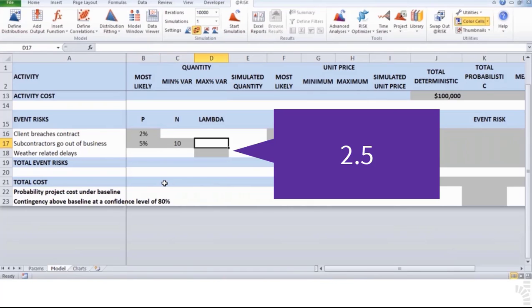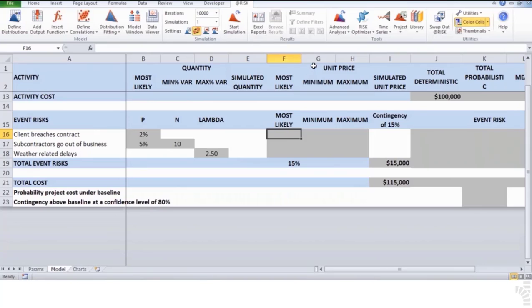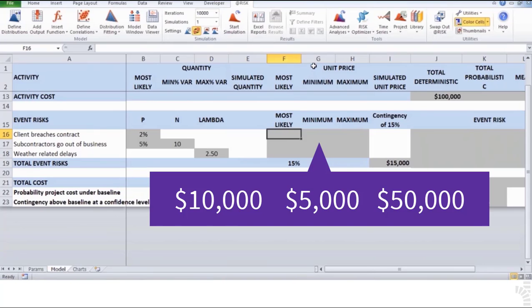8. On cell D18, write 2.5 as the average between 2 and 3 of number of weather-related delaying events for the project. 9. On cells F16, G16, and H16, fill in respectively with $10,000, $5,000, and $50,000, the most likely, minimum and maximum values for the severity of the risk of client breaching the contract.